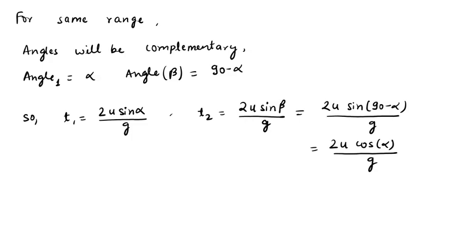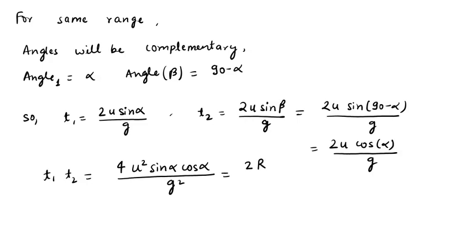Now if we find the relation between t1 and t2, when t1 is multiplied by t2, t1 multiplied by t2 is equal to 4u square sine alpha multiplied by cos alpha divided by g square, and this is equal to 2R by g. And how does this R come over here?